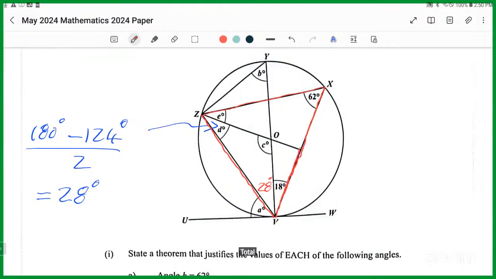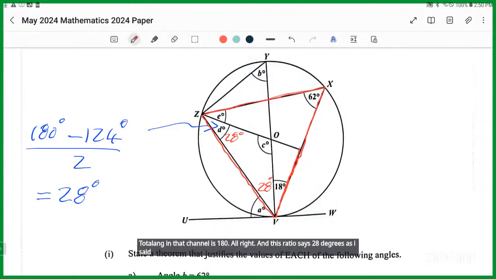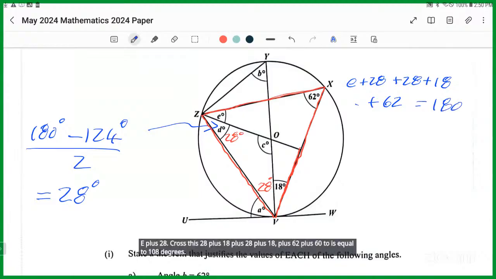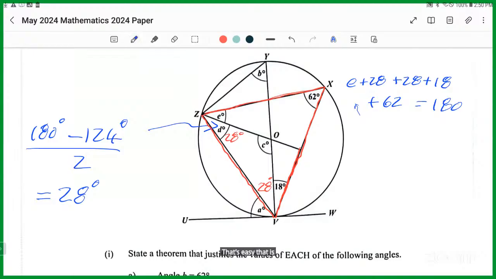The total angle in that triangle is 180. This right here says 28 degrees, and this is 28. Let's add it up. So E plus 28, plus this 28, plus 18, plus 28, plus 18, plus this 62, plus 62 is equal to 180 degrees. That is it. I've left off the degrees because the E has the degree on it.